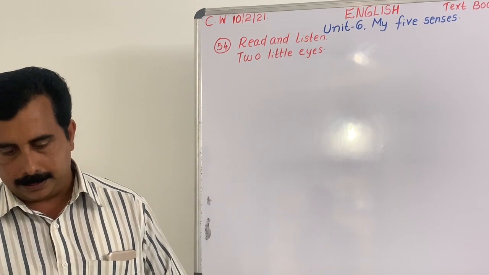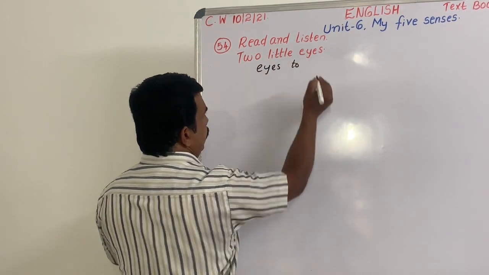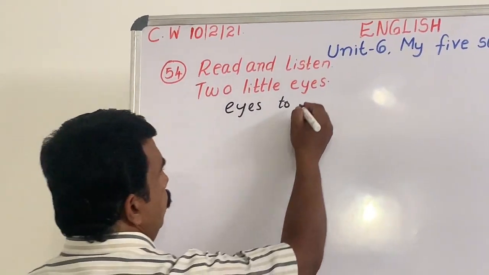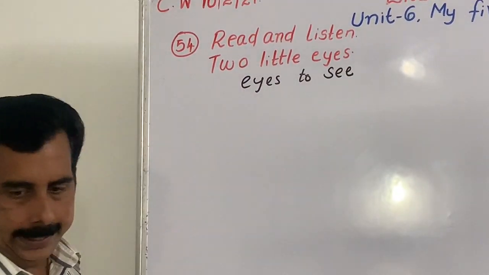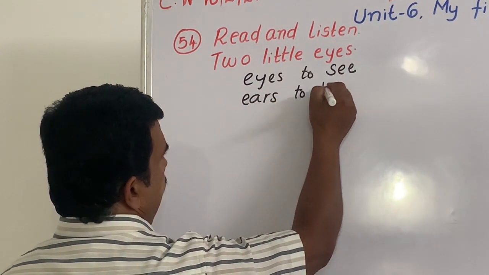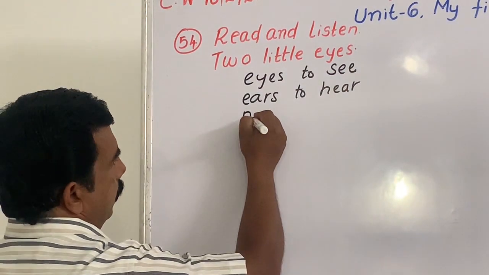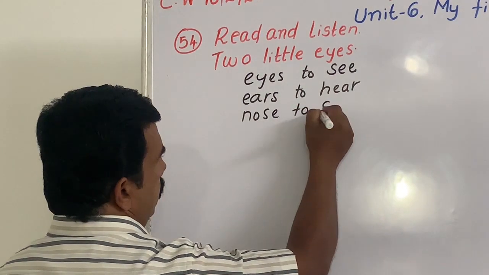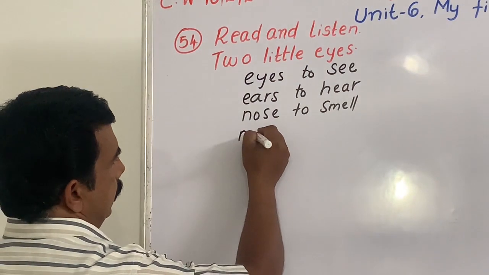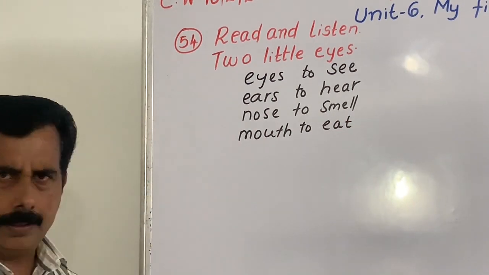I will write it on the board. Eyes to, just circle these. Find out from your textbooks. Eyes to see. Next, ears. Ears to hear. Next, nose. Nose to smell. Then one more, mouth. Mouth to eat.